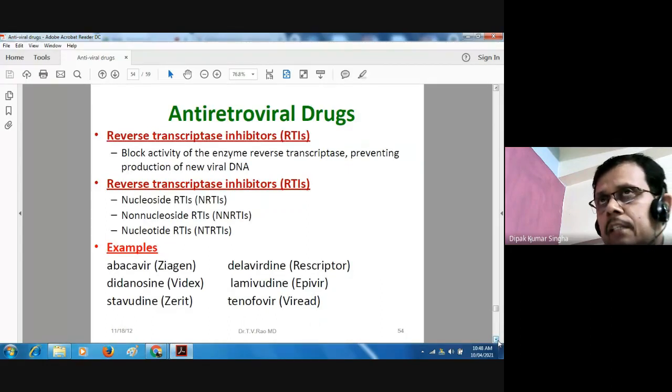What are the basic mechanisms? Be careful, listen. First is the reverse transcriptase inhibitors. What is reverse transcriptase? Reverse transcriptase is an enzyme in the case of RNA viruses. The basic genetic material is RNA, and their replication is not DNA to DNA, it is RNA to RNA.